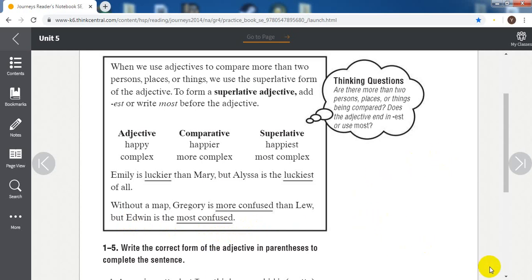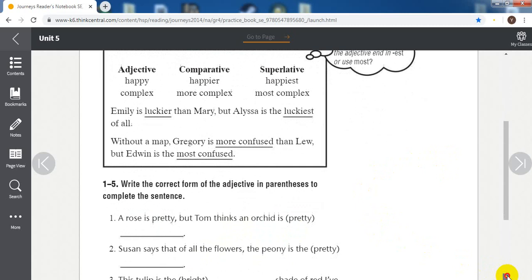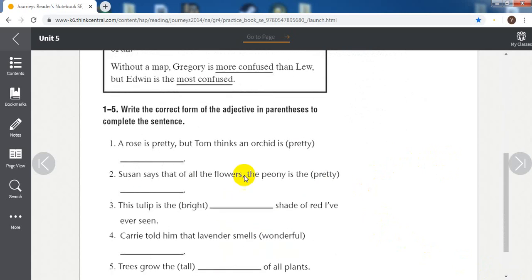Let's answer questions 1 to 5 together, okay? A rose is pretty, but Tom thinks an orchid is what? Prettier. Prettier than the rose, of course. So we're going to put over here, prettier. Number 2. Susan says that of all the flowers, the peony is the prettiest, right? Out of all the flowers. So the peony is the prettiest.